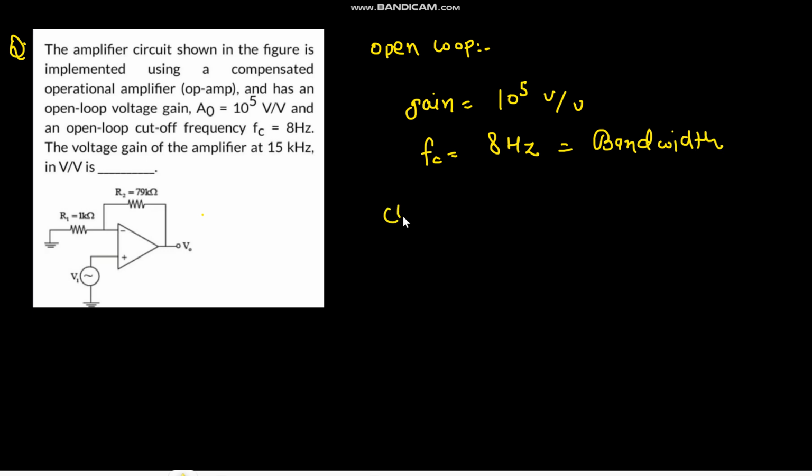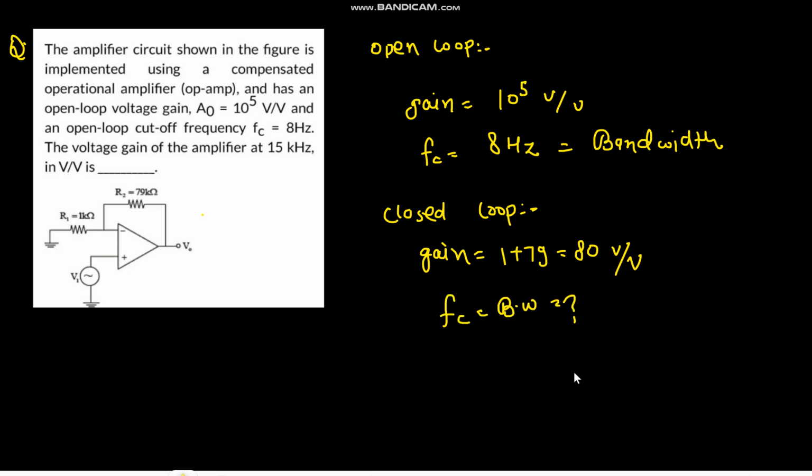Now for closed loop, what is your gain? It is 1 plus R2 by R1, right? It is simply the non-inverting amplifier, so it is 1 plus R2 by R1, that is 80 volt per volt. Okay, now you have to find the bandwidth that you don't have, right?